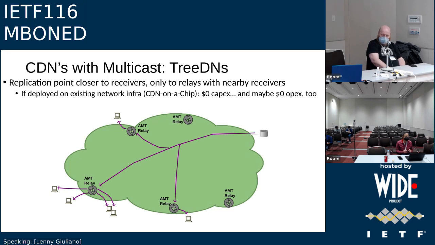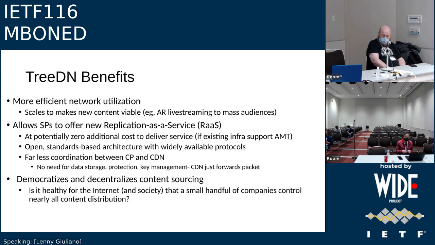And most importantly, the real value here is that CDN box is no longer some x86 rack of servers that needs to be powered, racked, stacked, and plugged into revenue generating ports on routers. If the infrastructure, say the routers, support AMT natively, essentially you've got a CDN on a chip. A network provider can provide CDN services at essentially zero capex. It's just a couple lines of config to enable, and it costs nothing to offer the service. You can even argue maybe zero OpEx too, because you don't have to take up additional power or space. So that's the benefit to service providers.